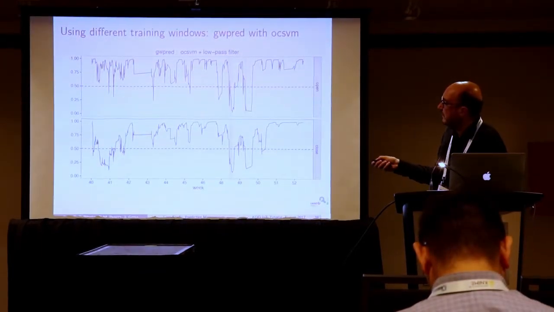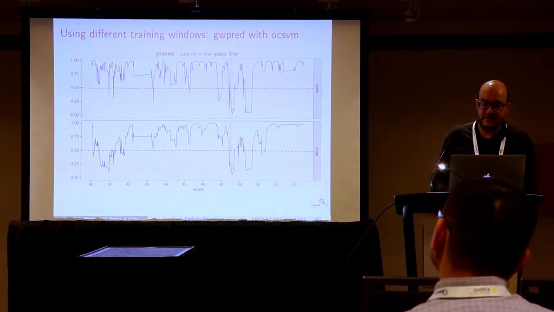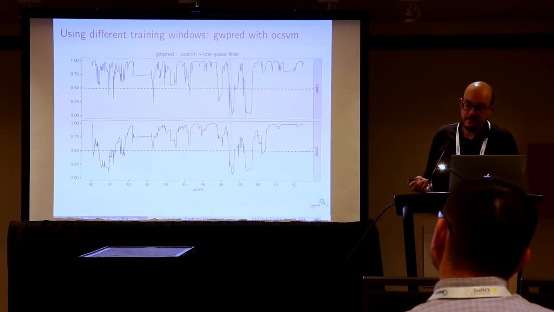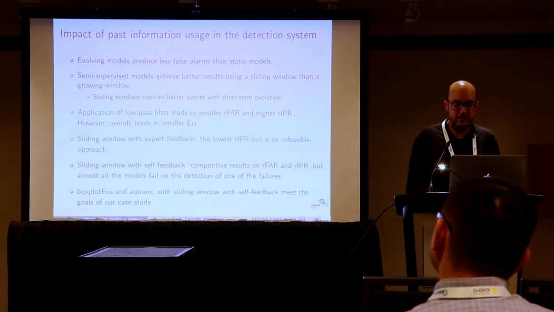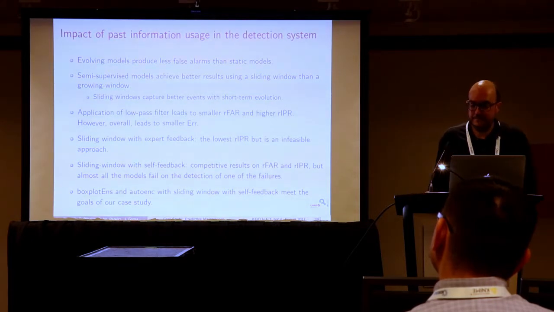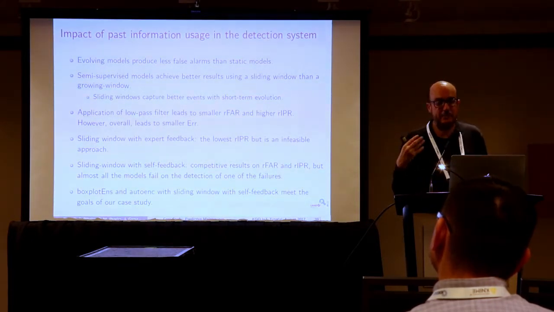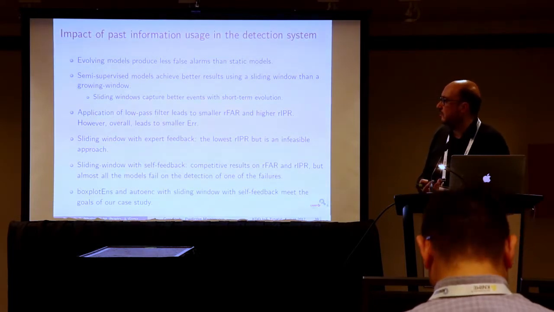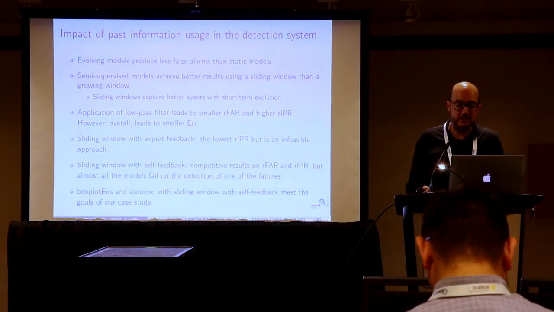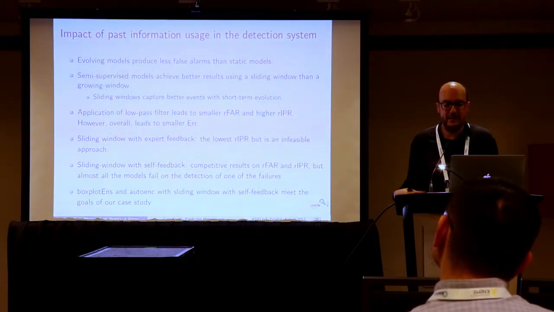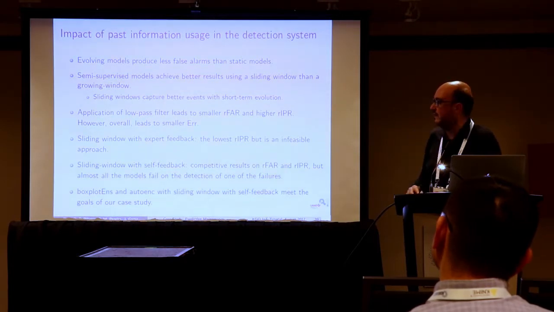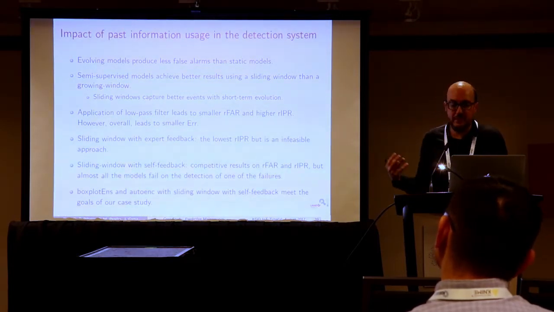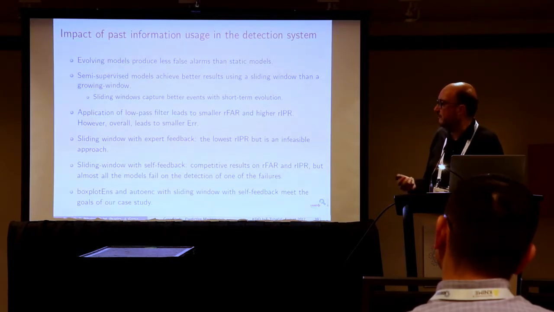If we use the online one class classifier, we still get more false alarms, so it's not really improving. The nice thing we learn here is that we really need to update the model. If we use only the static data at the beginning, this is not going to work. So using the growing window works well. It could be nice to have the expert feedback, but this is really expensive. If we use self-feedback, the system works fine, we are still able to detect the failures, and we have a very small number of false alarms.